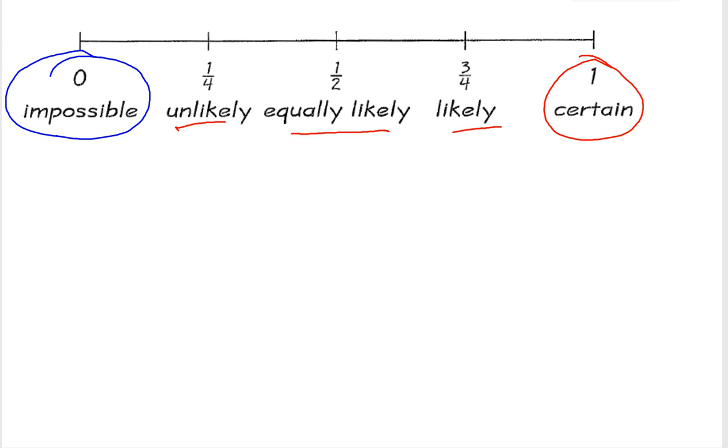Okay, so something that could be certain is the sun rising. The sun is going to rise every day. Now something that is impossible could be the sun not rising. Okay, so the sun not coming up is something that's impossible. Something that's unlikely is something that could happen, but probably won't.